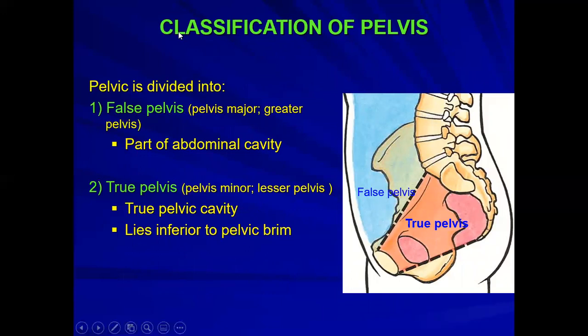Okay. Now we're going to discuss the classification of the pelvis. The pelvis is divided into two. If you see here, above here is the false pelvis, also known as the pelvis major or greater pelvis. Actually, the false pelvis is part of the abdominal cavity, the lower part of the abdominal cavity. And then we have the true pelvis, also known as the pelvis minor or lesser pelvis. The true pelvis is the true pelvic cavity, and it lies inferior to the pelvic brim.